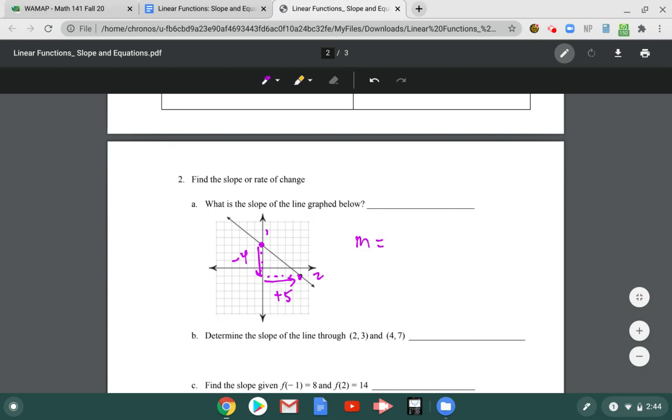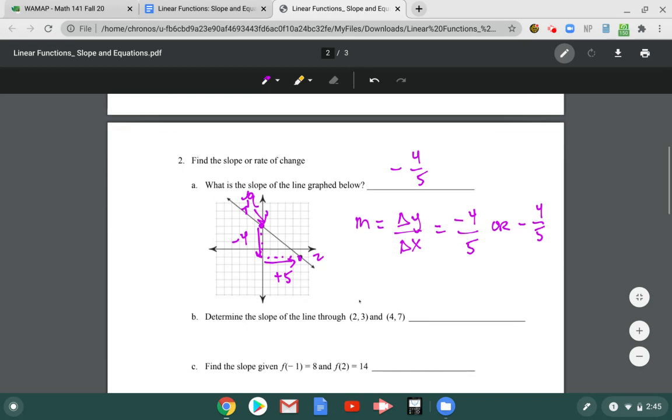So m is the change, that's that delta or triangle in the y direction over the change in the x direction. Change in the y direction was negative 4. Change in the x direction is 5. You could also call this a negative out in front of that fraction. So we're going to go ahead and call this negative 4/5. Notice how this line, if I were to walk it, I am going down the line. I always read these going left to right.